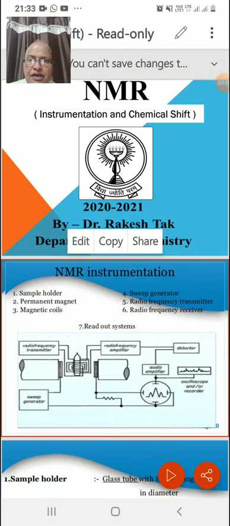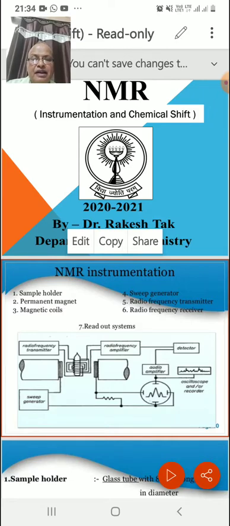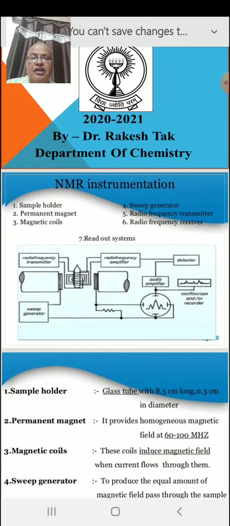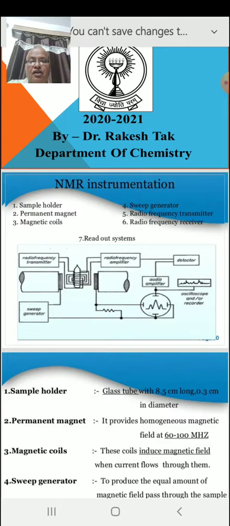NMR instrumentation has 6 or 7 parts. First is the sample holder, the permanent magnet, magnetic coils, sweep generator, radio frequency transmitter, and radio frequency receiver, and the last is the readout system. Means the instrument is composed of these 7 things.